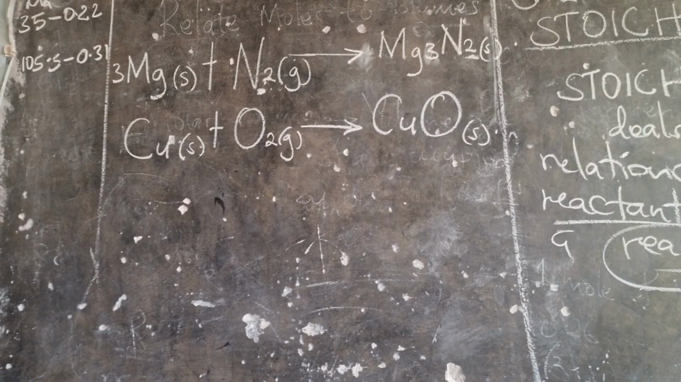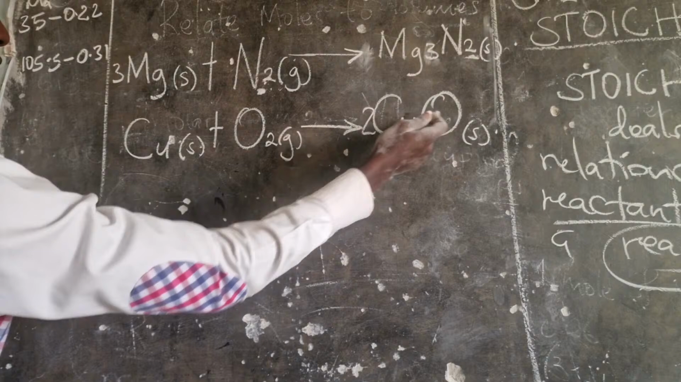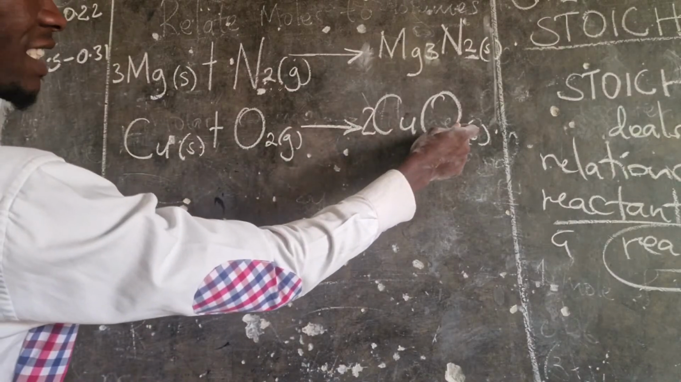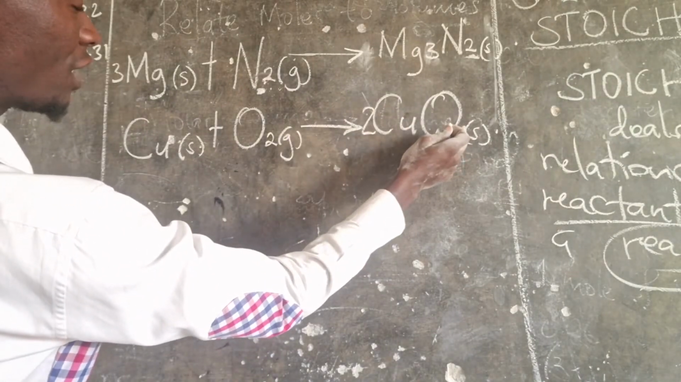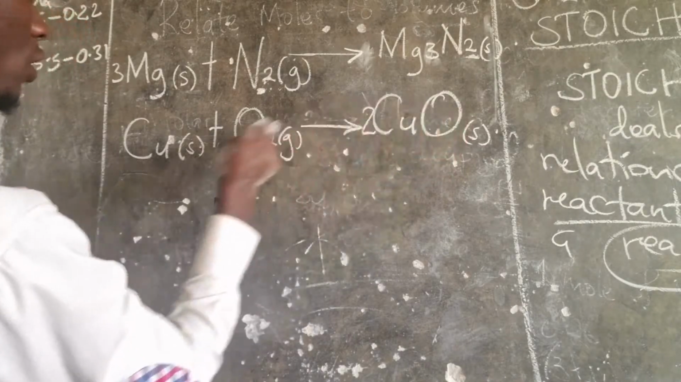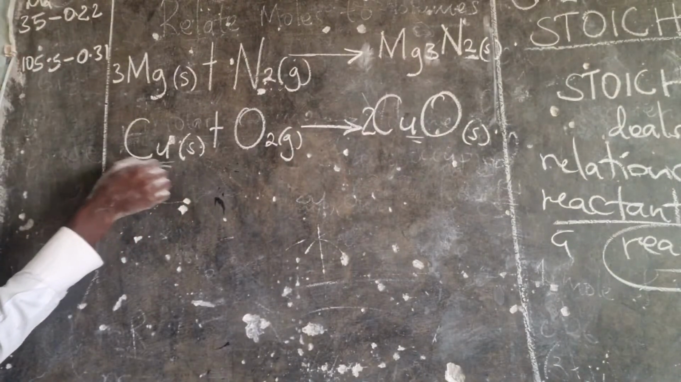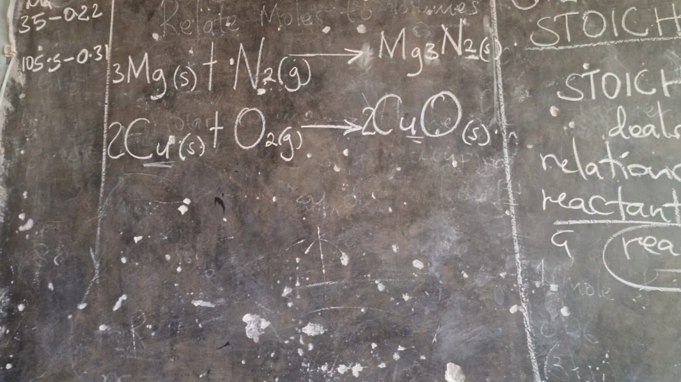So balancing this one was a matter of putting a 2 here such that we balance oxygen. We have 2 here and 2 the other side. We had 1 this side. So when we put a 2 here, the oxygen atoms will balance with the 2 to this side. But the copper has got a 2, which is not this side. So we can only balance it when we put a 2 there. So the equation is balanced.